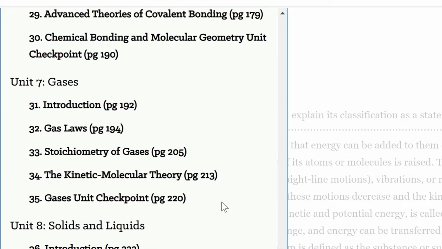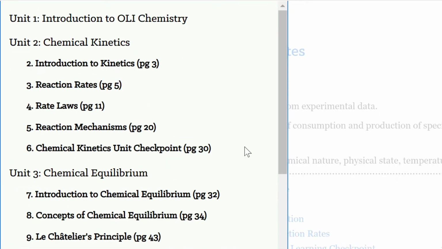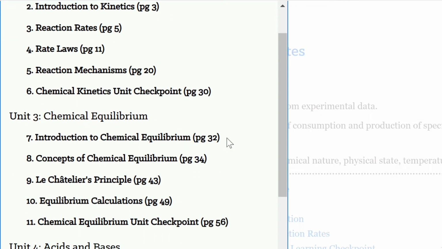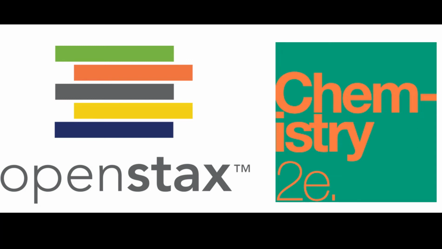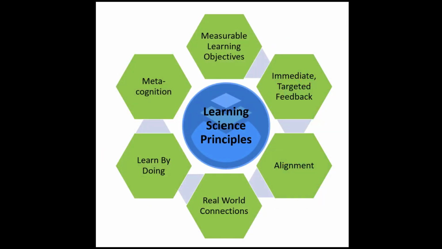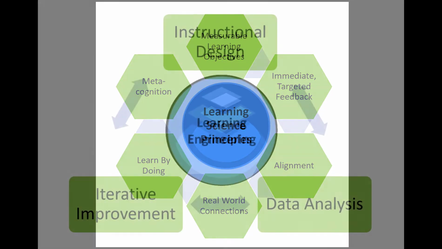The OLI courseware includes comprehensive coverage of topics typically covered in General Chemistry 1 and 2. While adapted from the OpenStax text, this content is highly interactive, drawing on research-based principles of learning science.